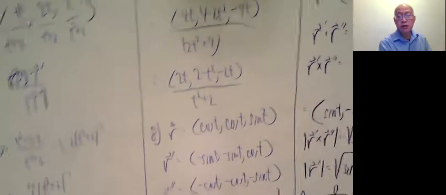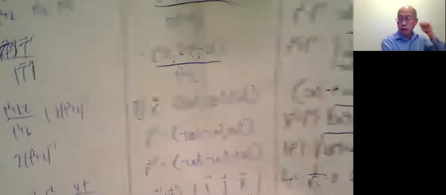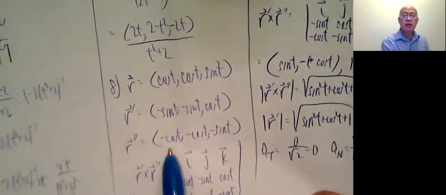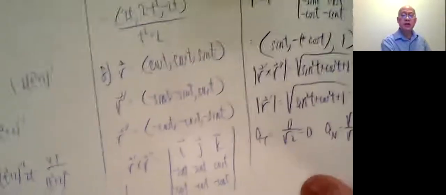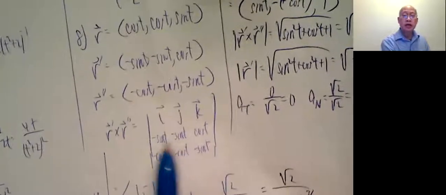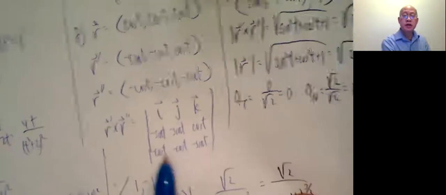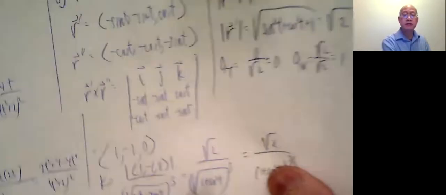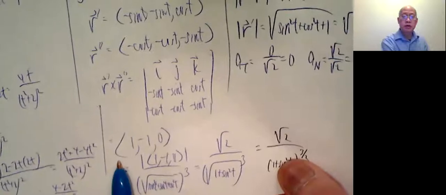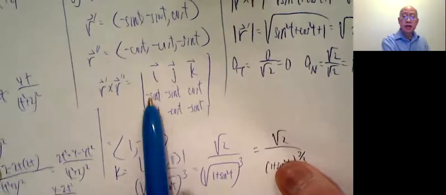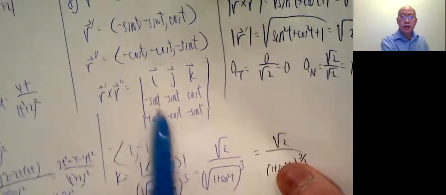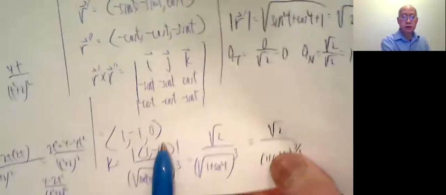Number 8, find the curvature. So first, I take r prime. r prime is negative sine t, cosine t. r double prime is negative cosine t, negative sine t. So a lot of negatives, unfortunately. Cross product, r prime cross r double prime: i, j, k, negative sine t, cosine t, negative cosine t, negative sine t. So i will be sine squared plus cosine squared, 1. And then minus j times sine squared plus cosine squared, so negative 1. And then the k component is sine cosine minus sine cosine, so that's 0.